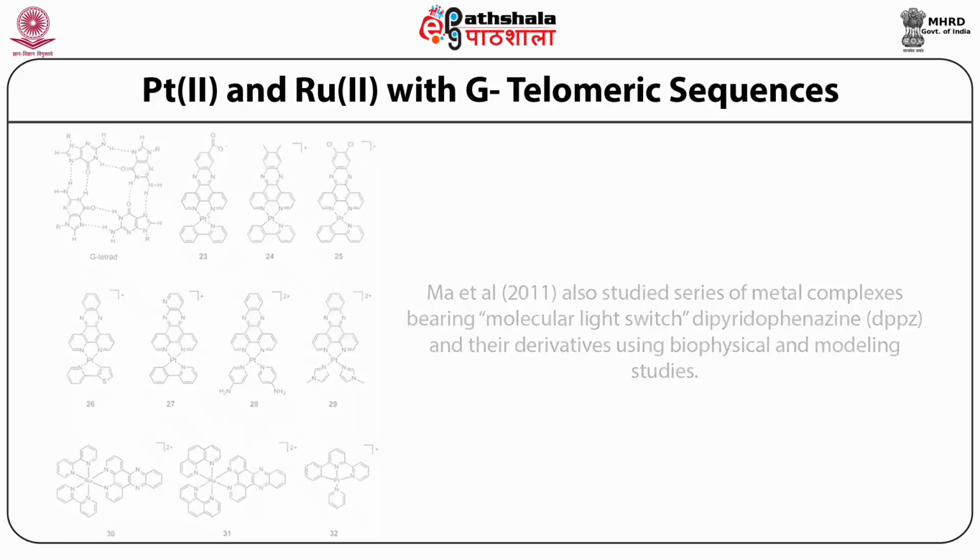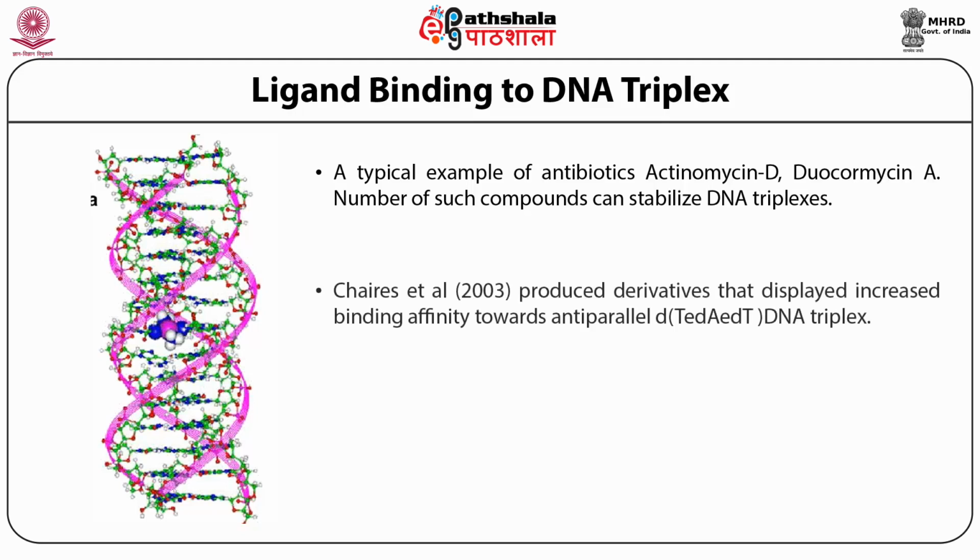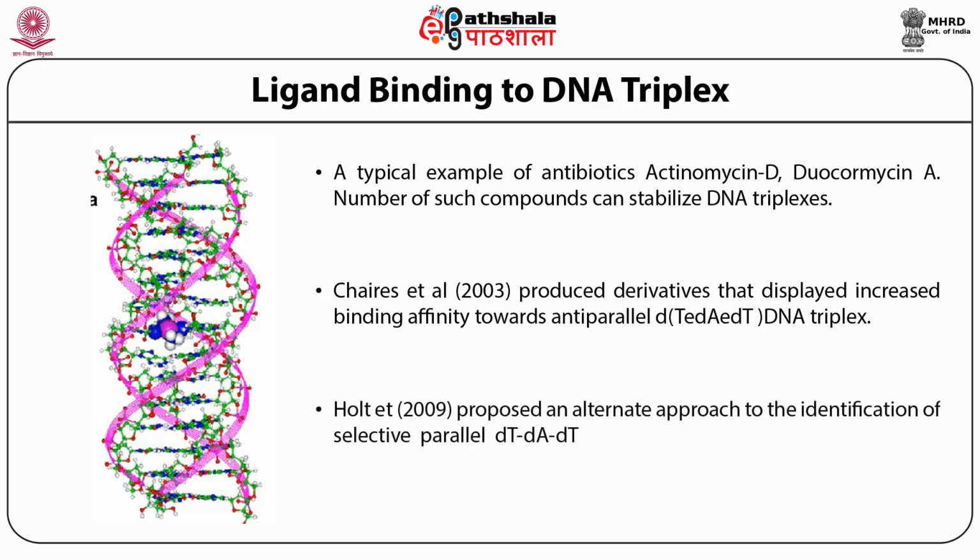A typical example of how antibiotics like actinomycin D or daunomycin A bind to DNA triplexes is shown in the picture. A number of such compounds can stabilize DNA triplexes. Chaires in 2003 produced derivatives that displayed increased binding affinity towards antiparallel DNA triplex. Holtz proposed an alternative approach to identification of selective parallel DNA triplex binding drugs.